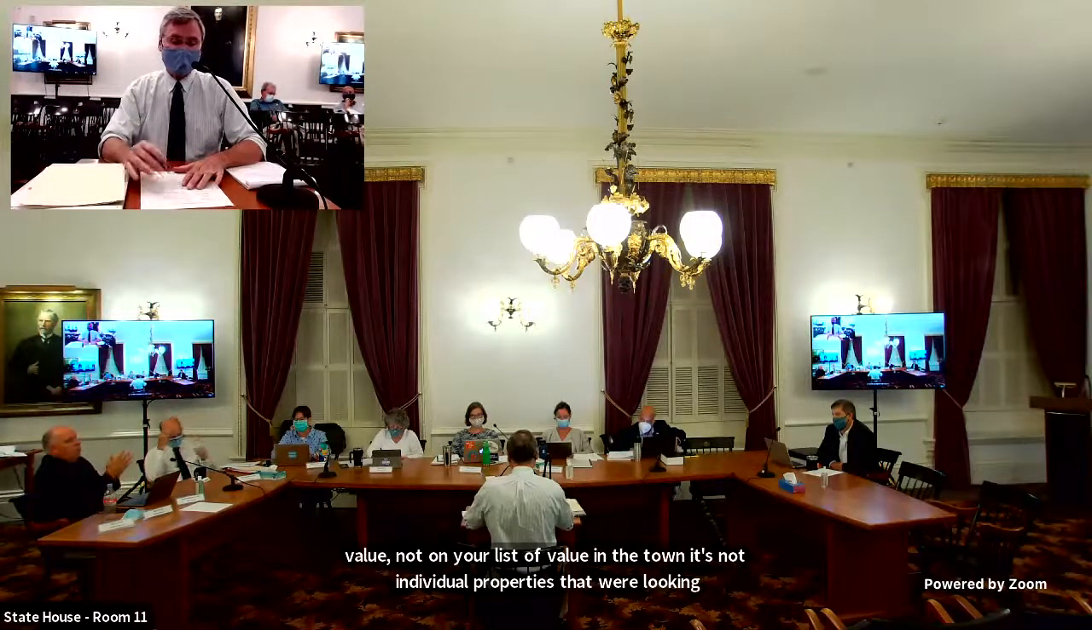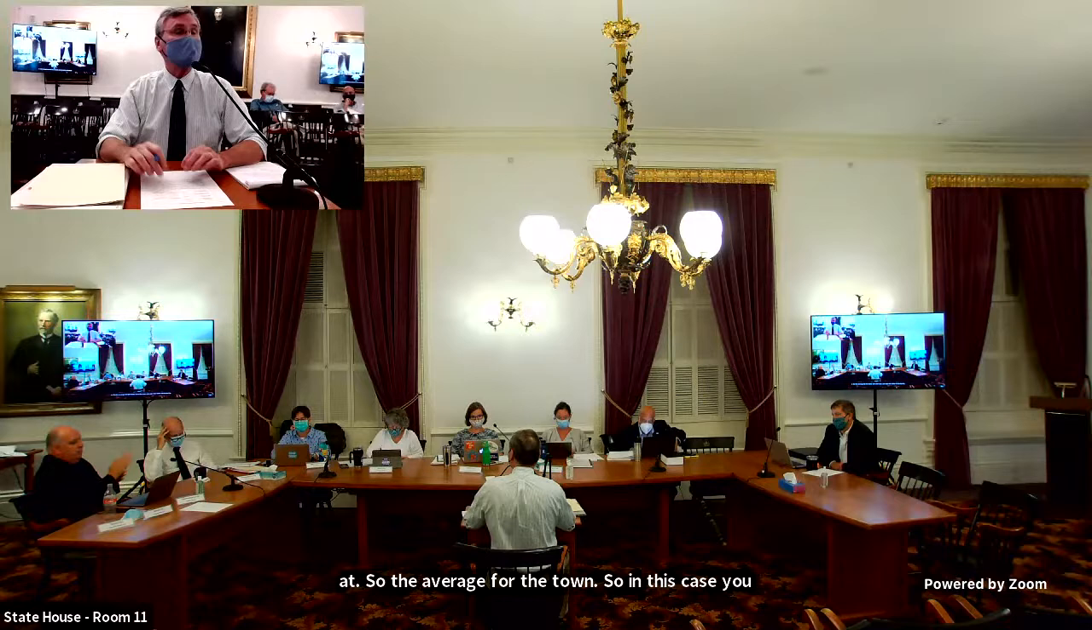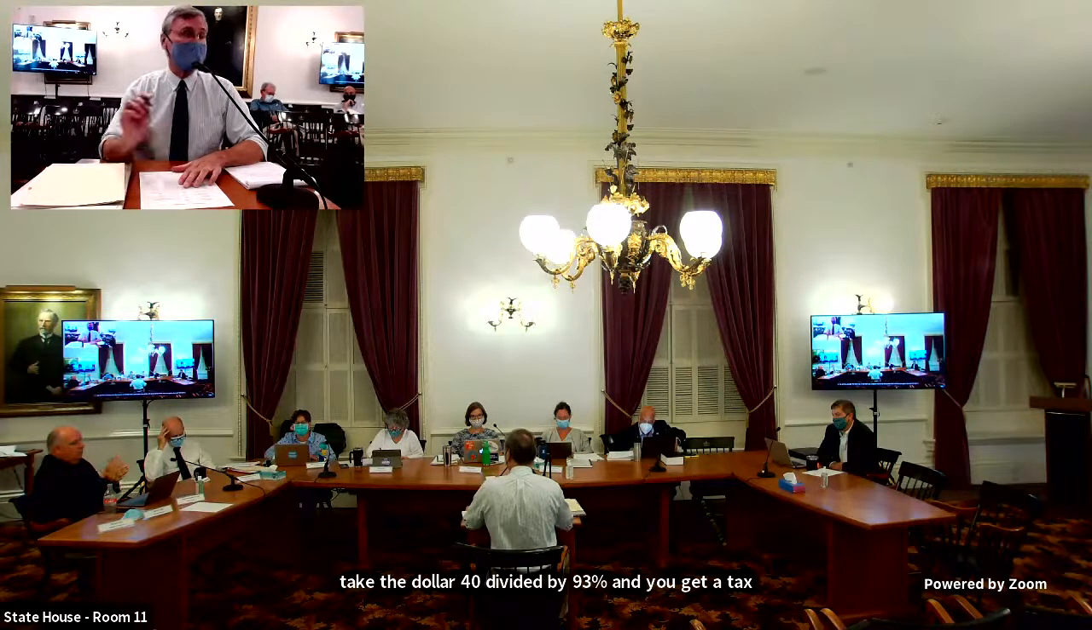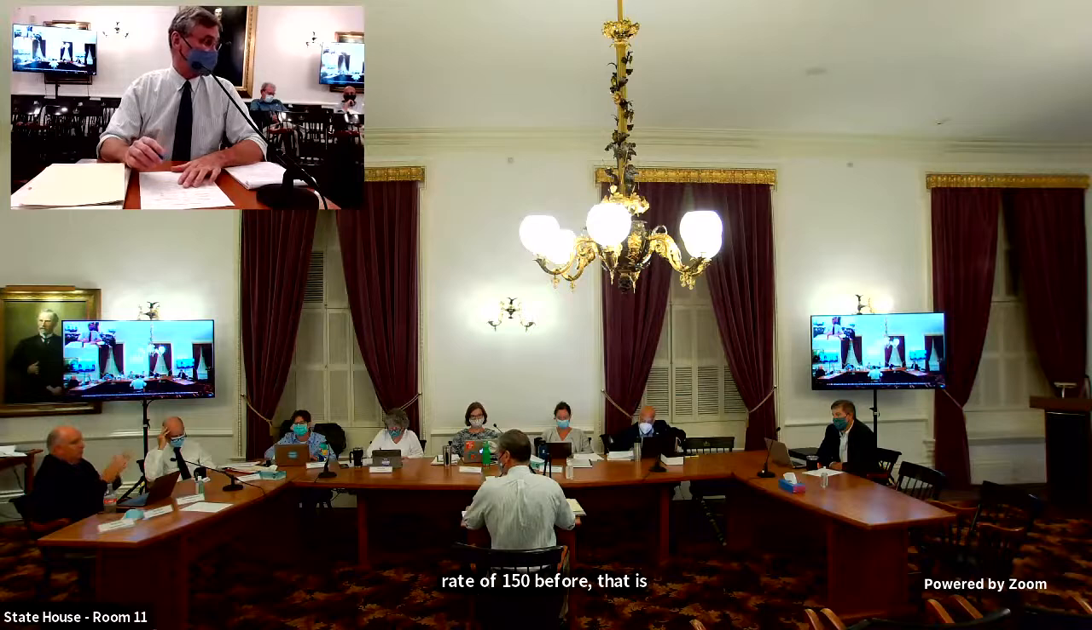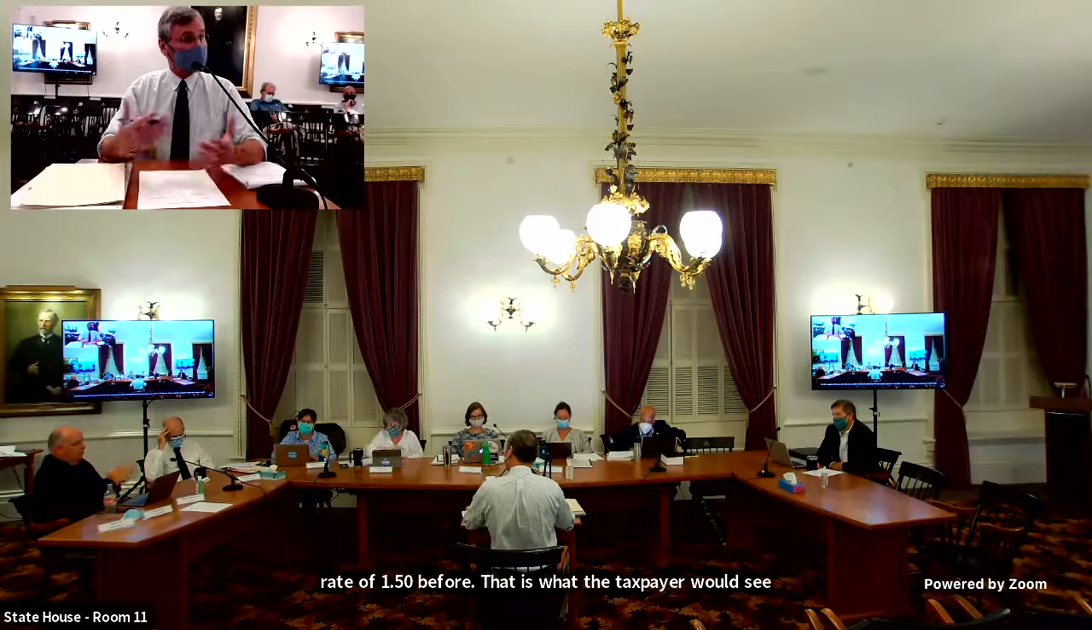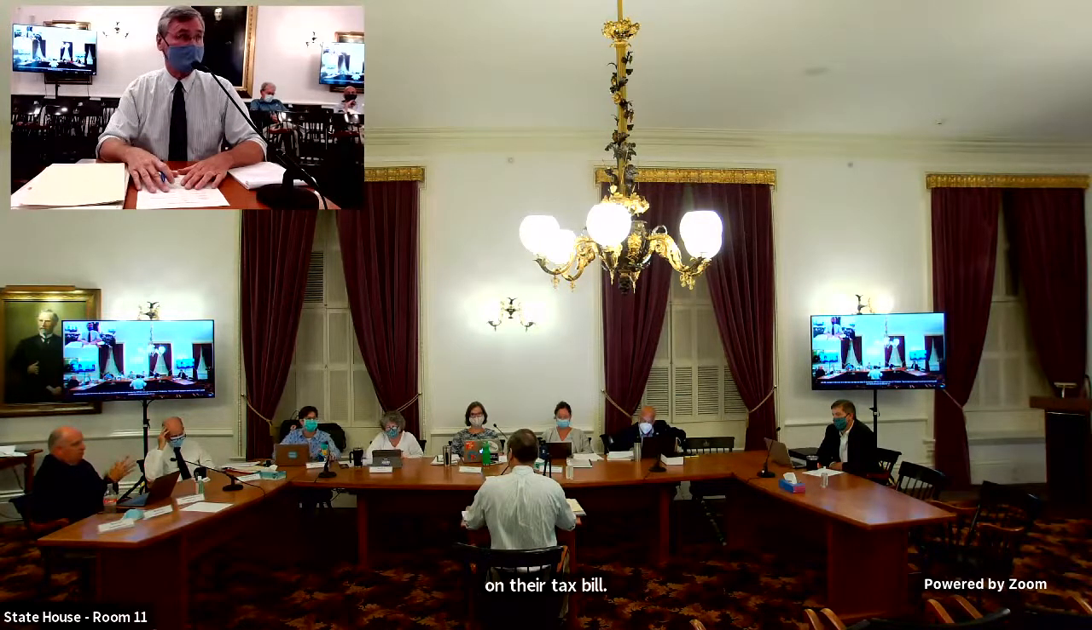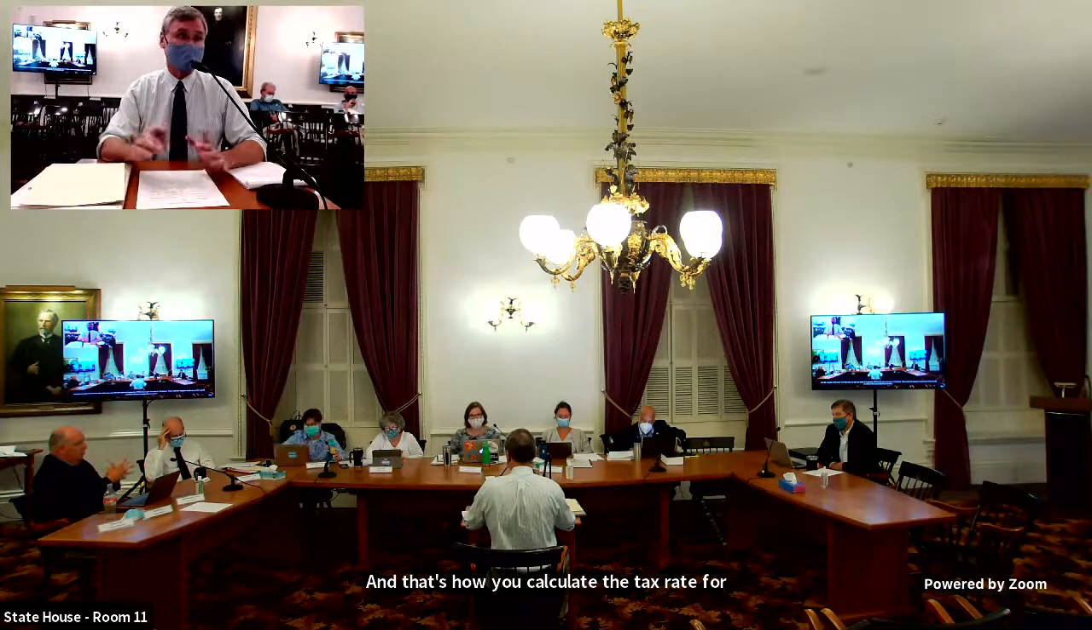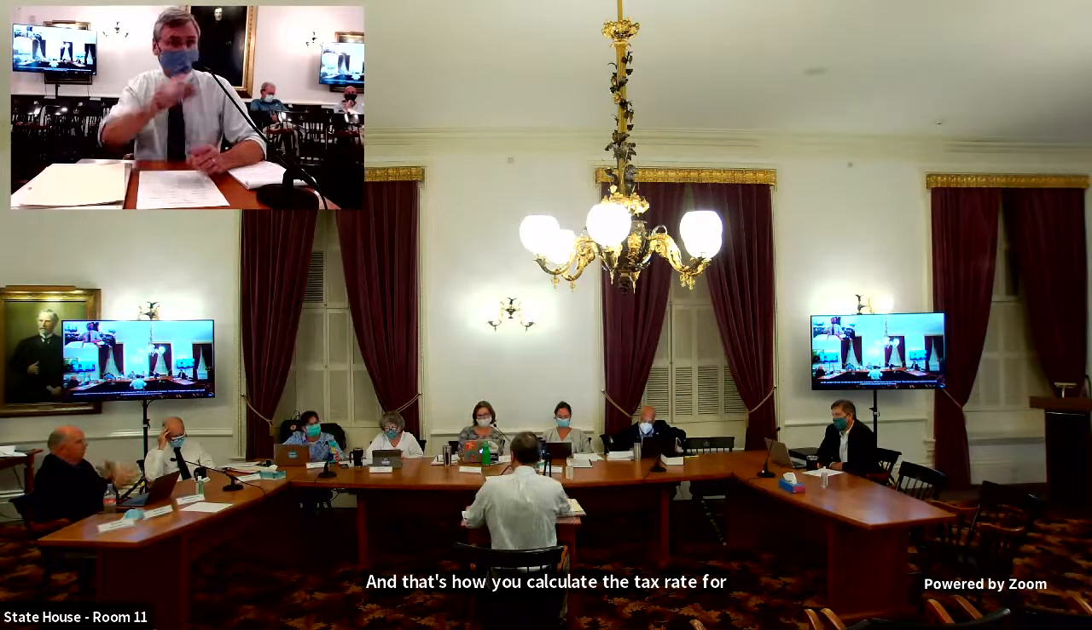So in this case, you take the $1.40, divide by 93%, and you get a tax rate of 1.504. That is what the taxpayer would see on their tax bill. And that's how you calculate the tax rate, okay, for a single-town district. Why don't we pause right there?